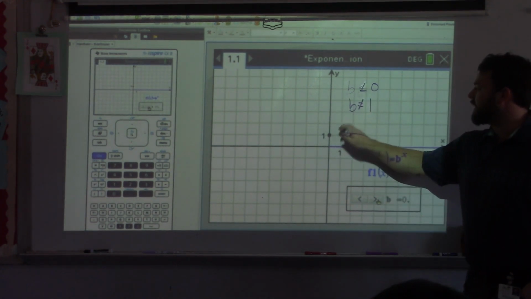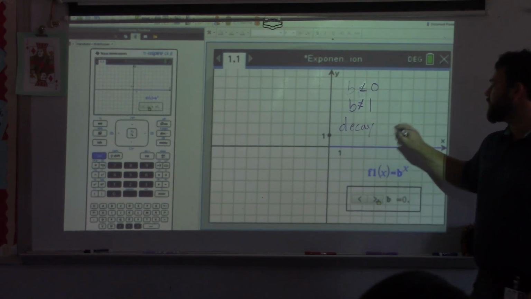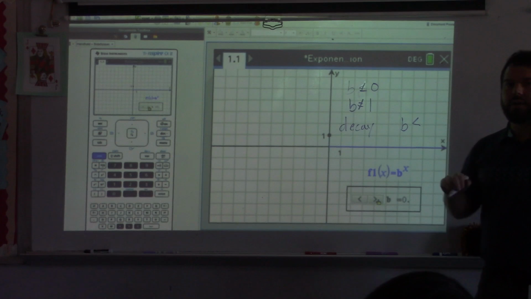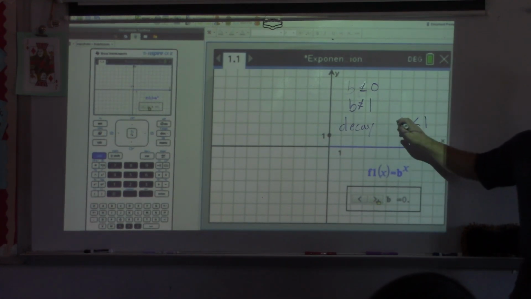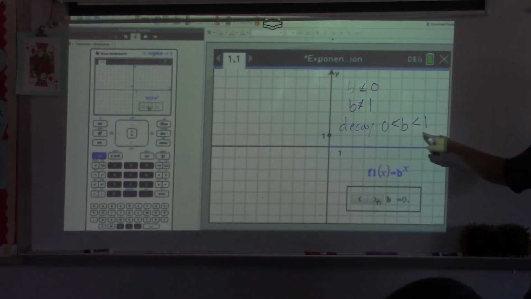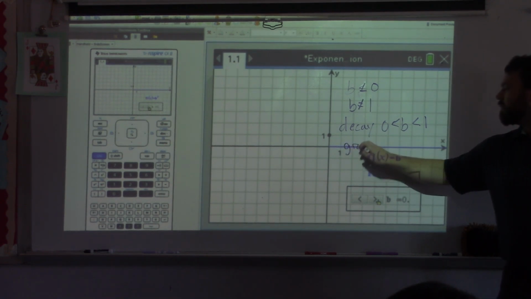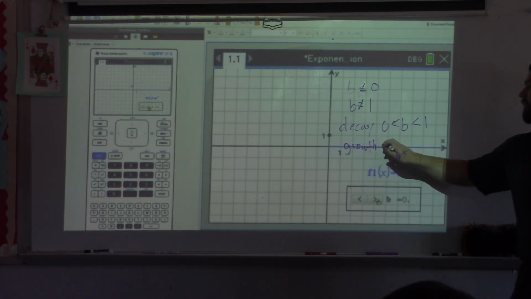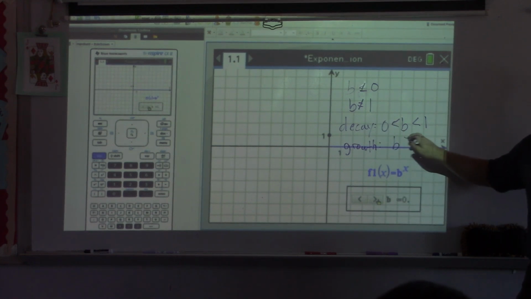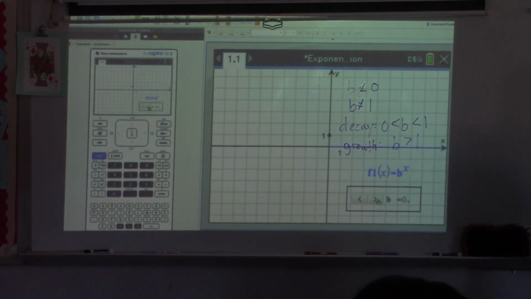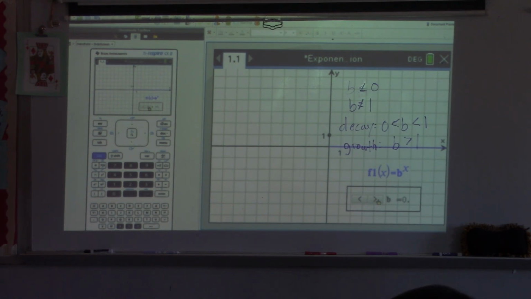So when was it a decay? When the base was less than 1, but it also had to be what? Greater than 0. So if the base is between 0 and 1, it's going to be a decay. And when is it going to be a growth? When b is greater than 1. That's it. That's exponential growth versus decay. So you can see it graphically, you can also see it algebraically. If you know what your constant factor is, you can figure out if it's a growth or decay.